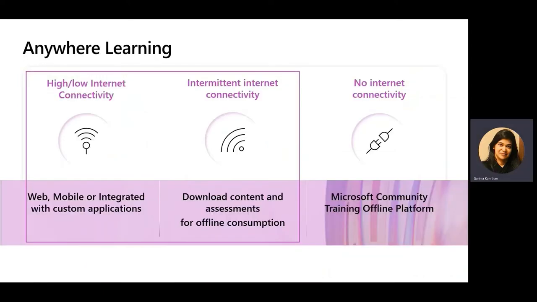Till now, we were talking about scaling in high and low bit connectivities. At high connectivity, you can stream content and the platform can be used as a standalone application or integrated with Teams for richer communication experiences. Here, the user progress is synced to cloud in real time. During intermittent connectivity, users can download lessons and assessments when they're online and consume them when they're offline. The progress of the lessons and assessment will be synced to cloud whenever the learner is connected to the cloud.